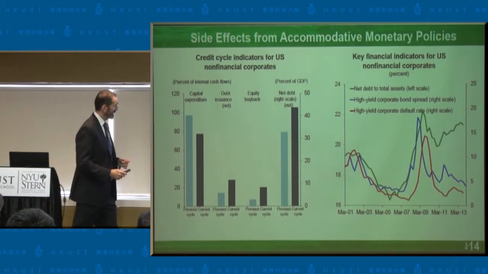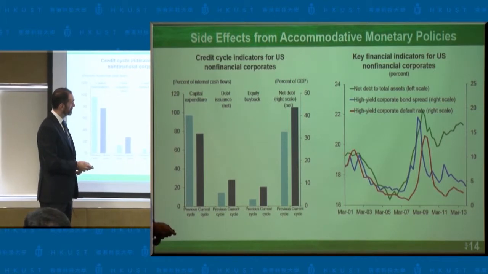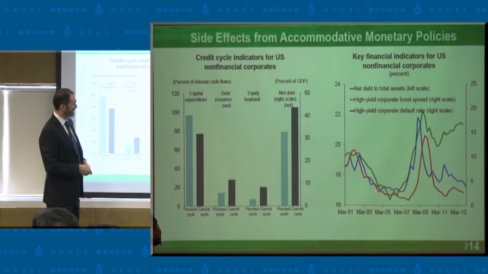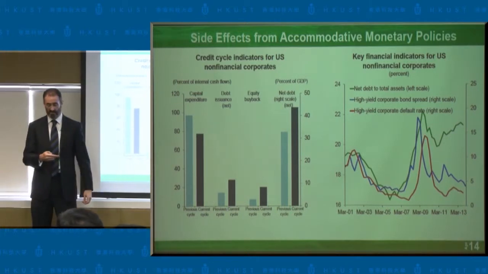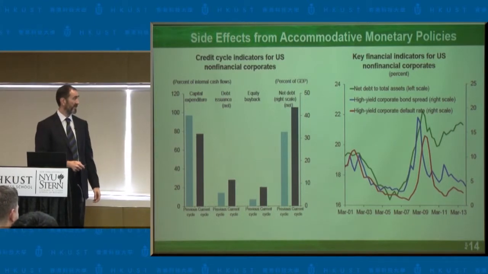You can see that over here, actually, from this chart. You can see this net debt to total assets. In the previous cycle, at the bottom, we were at about 17, 18%. Right now, we're at 22, and we're at the start of an economic cycle. So you can see that net debt to asset levels are pretty high for this point in the cycle.